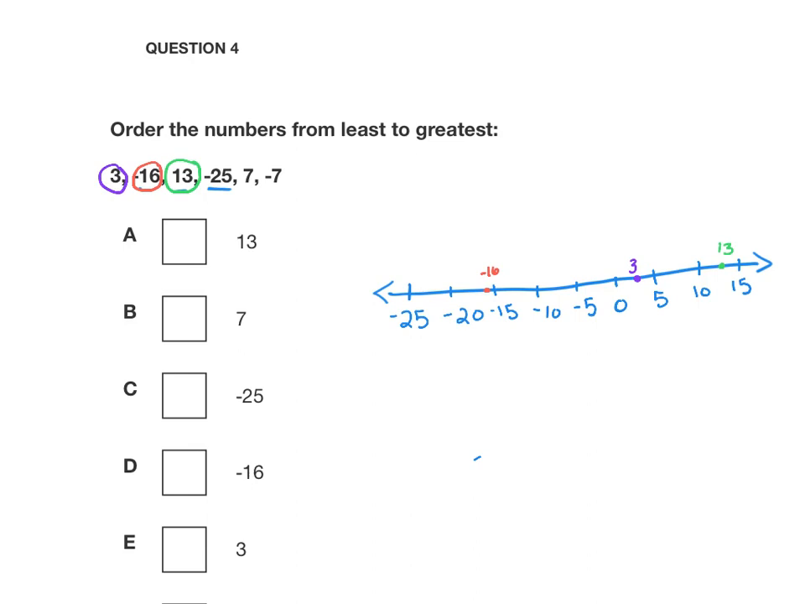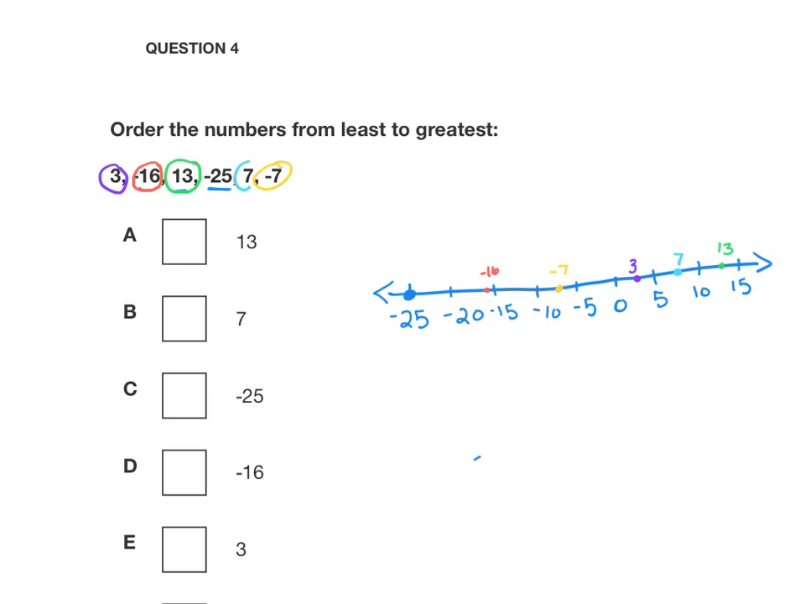And then negative 25 we've already done. So I'm going to go ahead and put a dot on there. And then 7. So positive 7. That's after 5, 6, and 7. It's about right here. And then last I have a negative 7. A negative 7 would be between negative 5 and negative 10, so it would be about right here.